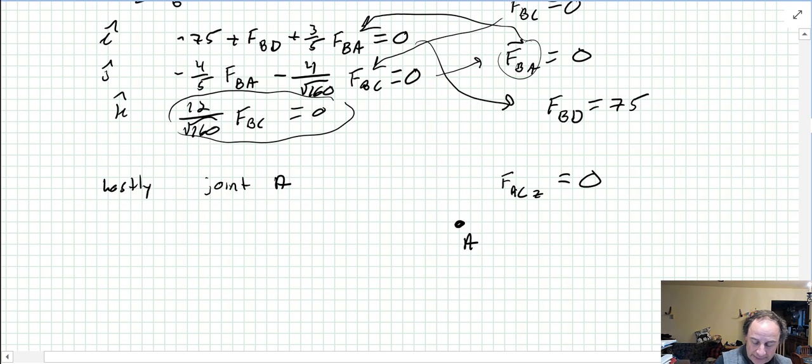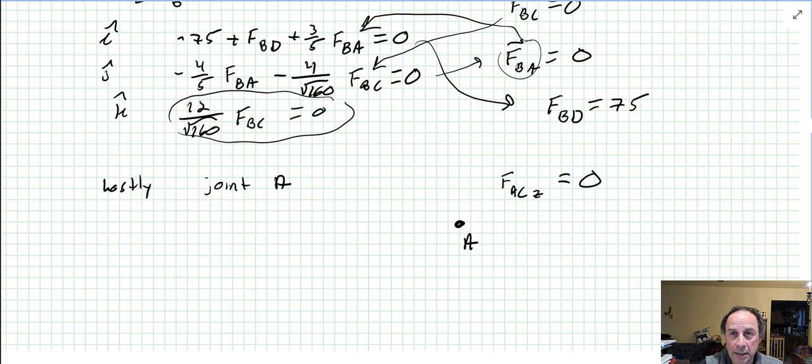So I hope you see that space trusses are basically the same as the plane trusses, just trickier and a lot more detailed.